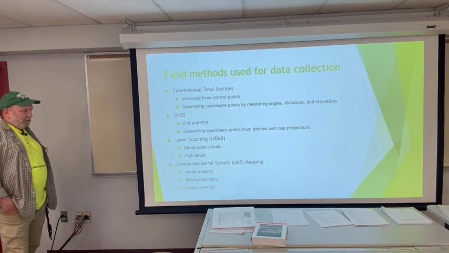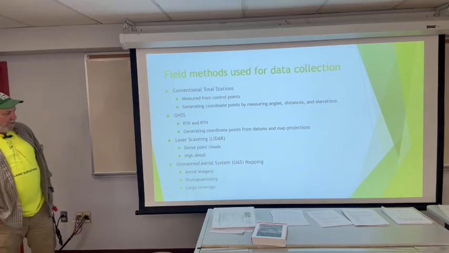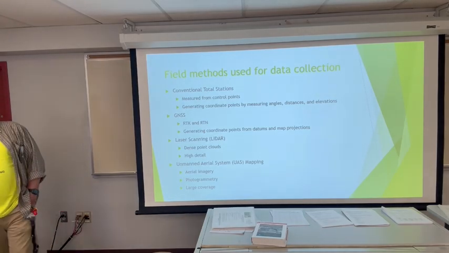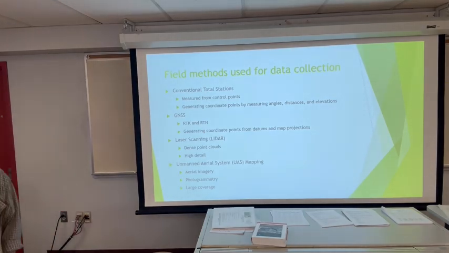The unmanned aerial systems, the UAS mapping. Again, we talked about the aerial imagery, photogrammetry. Awesome for large coverage areas. Construction sites will use the photogrammetry. Come out and fly a drone every week, every month, every something or other. And what they're doing is looking at progress. Aside from progress, if there's a lot of dirt being moved, they can start estimating quantities of how much dirt has been moved, how much dirt still needs to be moved, things of that nature.